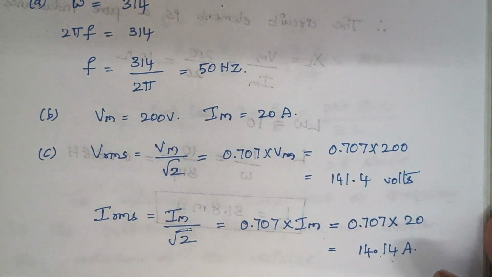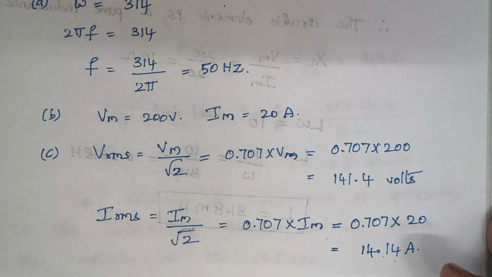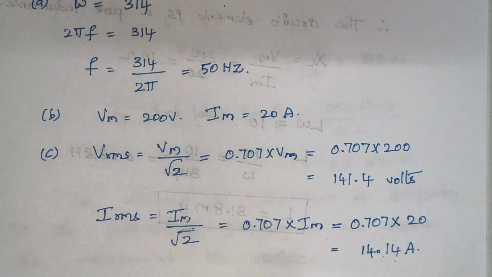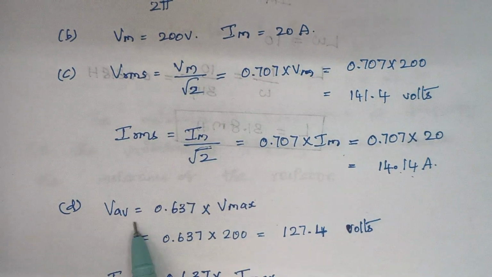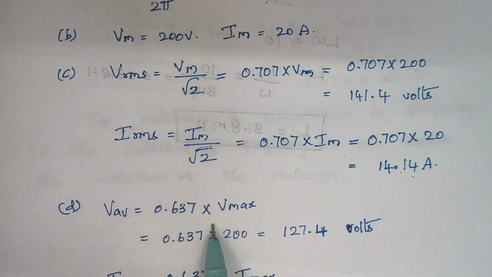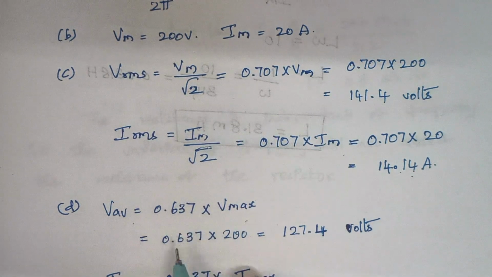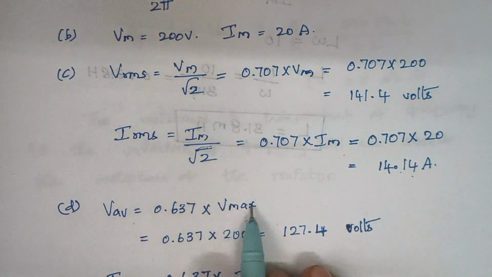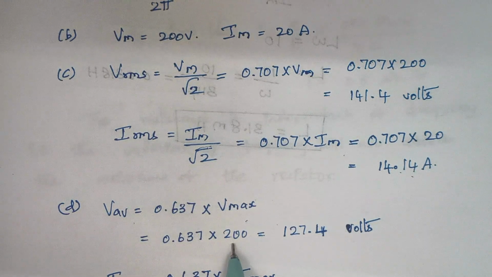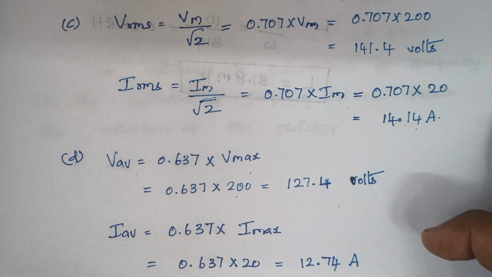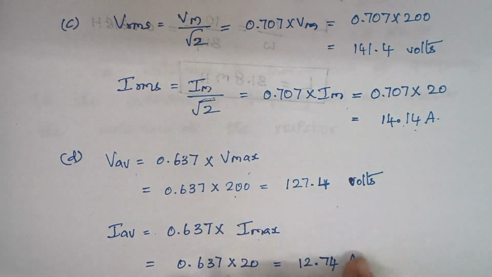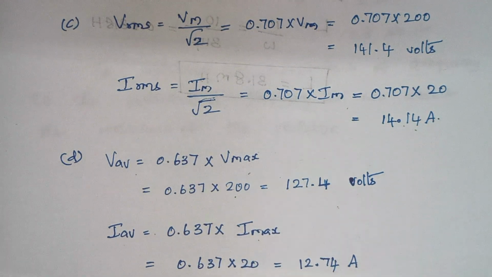Now the fourth question is the average value of both voltage and current. Here also we can calculate using a simple formula. V average is given by 0.637 times Vm, so 0.637 into 200, and just calculate the value. Similarly, I average is given by 0.637 times Im, so 0.637 into 20, which gives the answer of 12.74 amps.